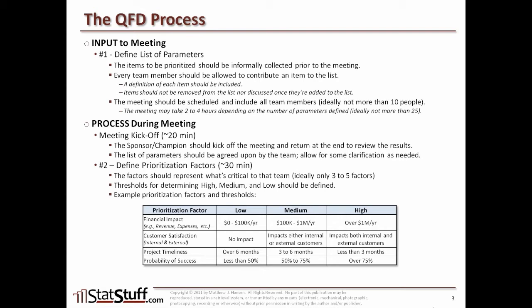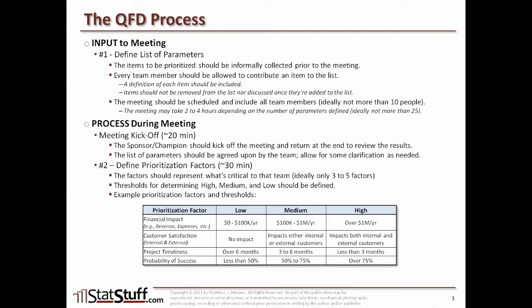Again, here are some other examples: customer satisfaction, or the timeliness for the project or opportunity that you're working, or the probability of success, which gets into kind of the risk. Do you really think this is something you can accomplish or not? Whatever factor you think you might use, as you're comparing one of those items on the list of parameters to another, how are you comparing one to another, and what would cause one to have a higher priority than another? Those are the kinds of factors you want to identify in here.